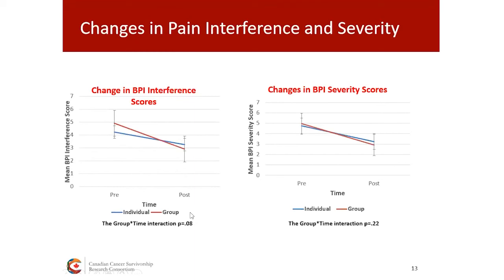So we can say that the drop in pain interference scores was on par with each other for the group and the individual arm. Coming to the BPI severity scores, as we can see here again, the drop in the severity scores was also similar across both the individual and the group arm, and it was not significant.